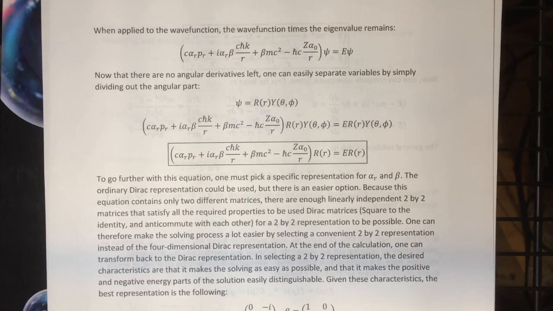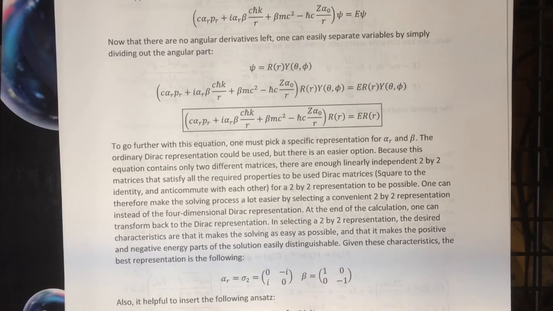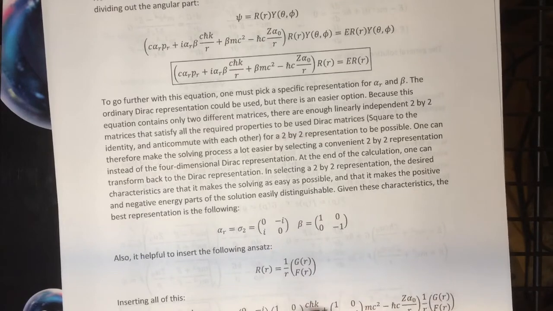One can therefore make the solving process a lot easier by selecting a convenient 2x2 representation instead of the 4-dimensional Dirac representation. At the end of the calculation, one can then transform back to the Dirac representation once we've solved it in the 2x2 representation. In selecting a 2x2 representation, the desired characteristics are that it makes the solving as easy as possible, and that it makes the positive and negative energy solutions easily distinguishable. Given these characteristics, the best representation is this 2x2 one there.